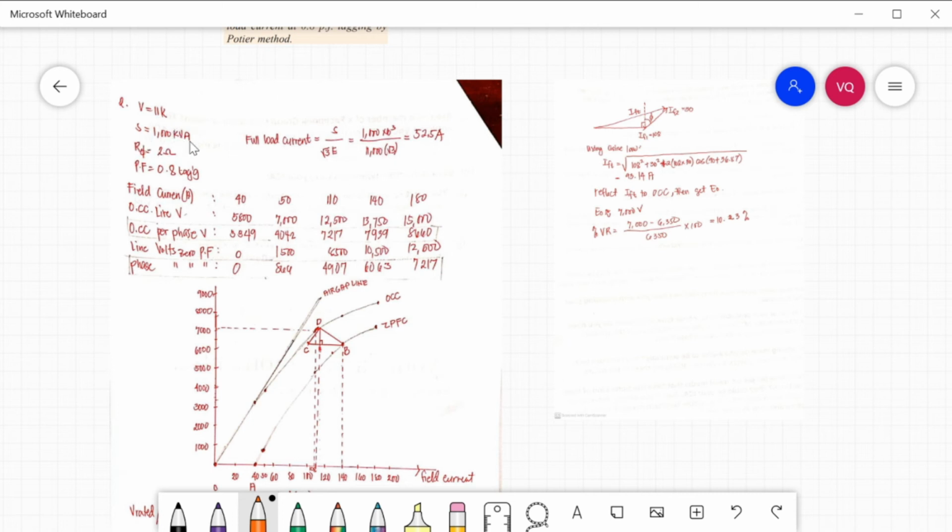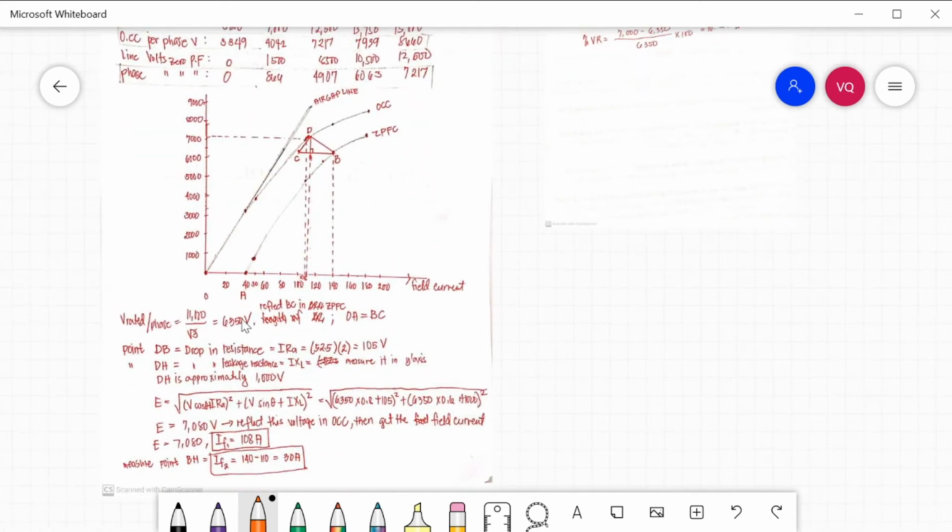First, we will solve the full load current. Given that our apparent power is 1000 kVA, full load current will be equal to S divided by square root of 3 multiplied by the line voltage, which is 11,000 volts. So that is 1000 times 10 raised to 3 divided by square root of 3 times 11, equal to 52.5 amperes. After we get the full load current, we also need to solve the per phase value of this 11,000 volts. For 11,000 volts, that is 6,350 volts.